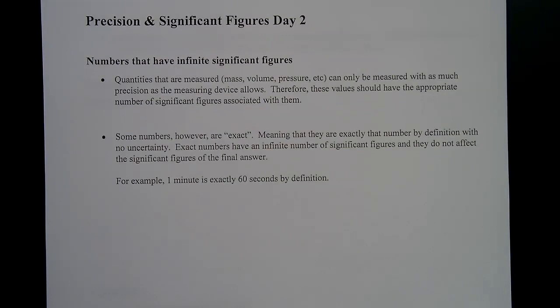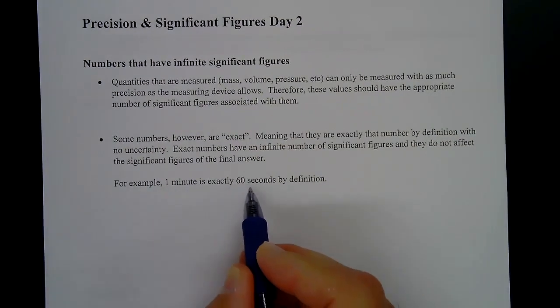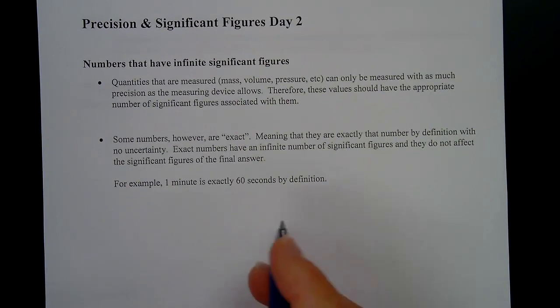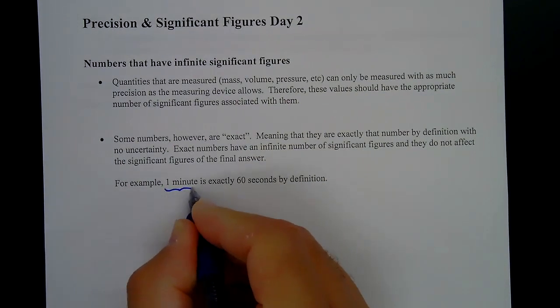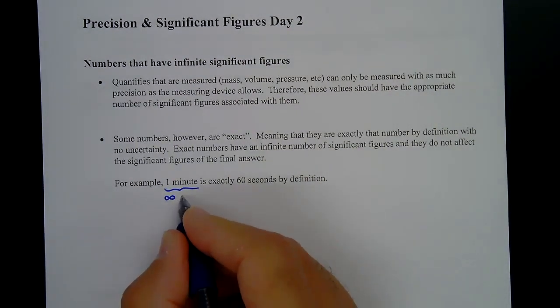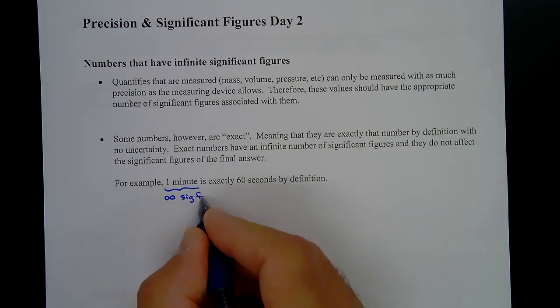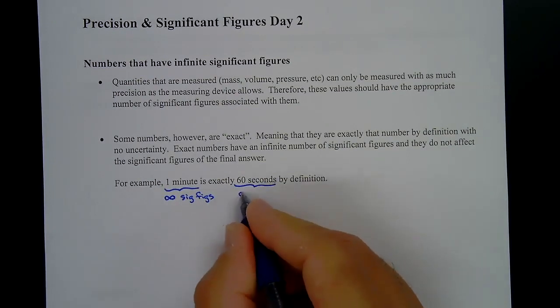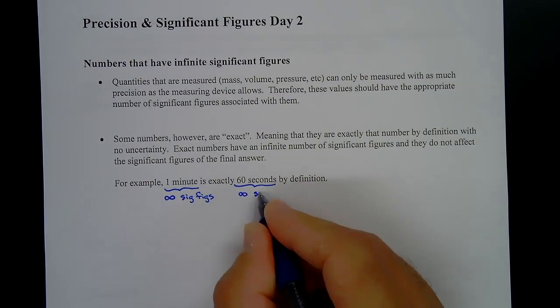Some numbers, and this is one of the hard parts, some numbers are exact numbers, and when a number is an exact number, then we say it has infinite significant figures. So something like this: 1 minute is exactly 60 seconds. That's a definition. So this 1 minute right here has infinite, and the symbol for infinity is like a sideways 8. So infinite sig figs. And the 60 seconds has infinite sig figs, because those are exact numbers.